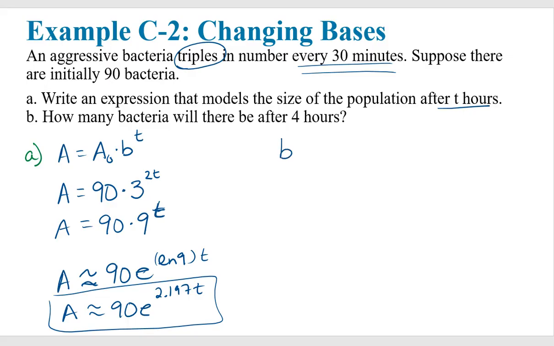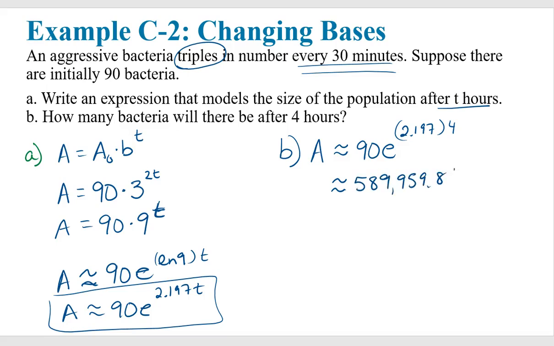All right, so part B says let's do that. How many bacteria will there be after 4 hours? So my final amount will be approximately 90 times e to the 2.197 times 4. I'm going to put that all in my calculator, and my A is going to be approximately 589,959.8 bacteria. That's a lot of bacteria. I don't even want to think about that now.